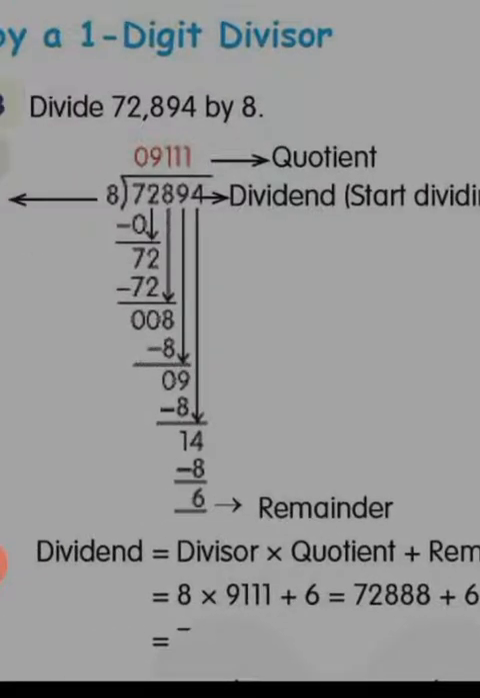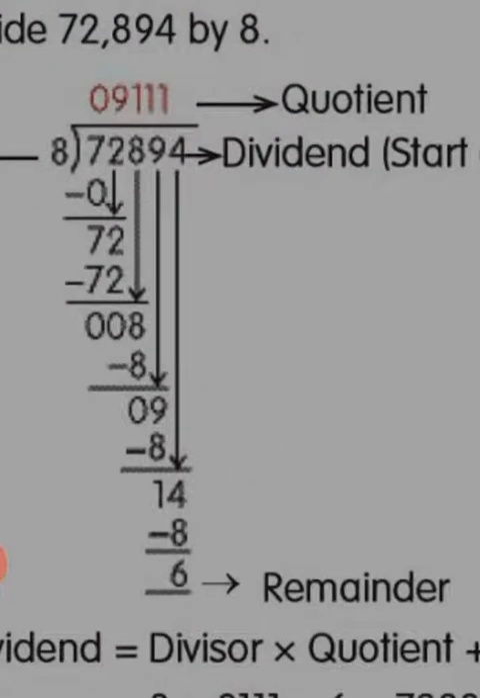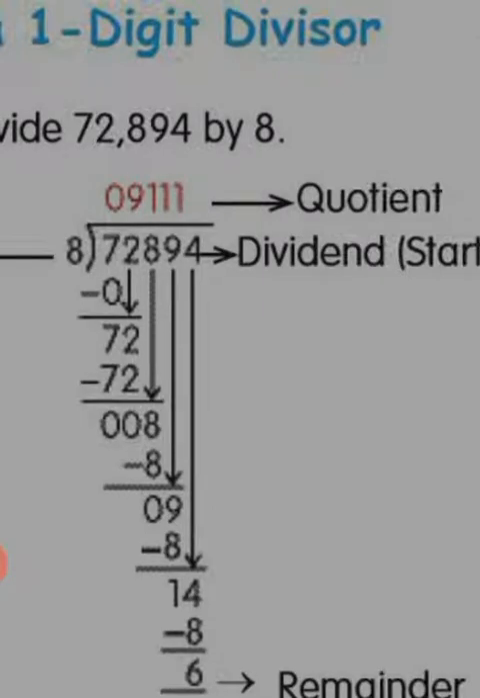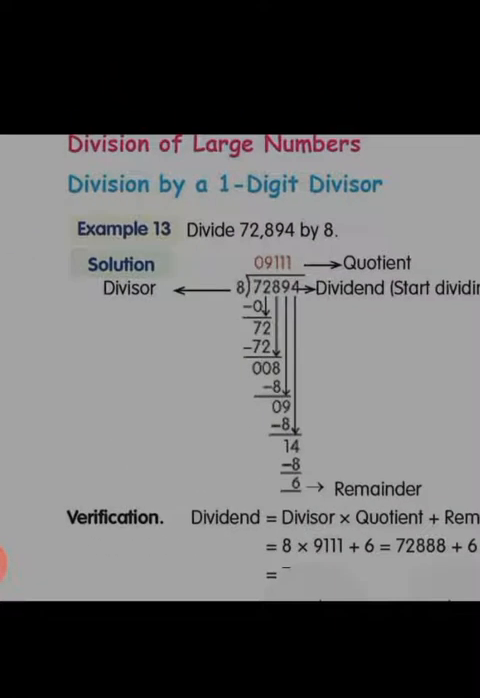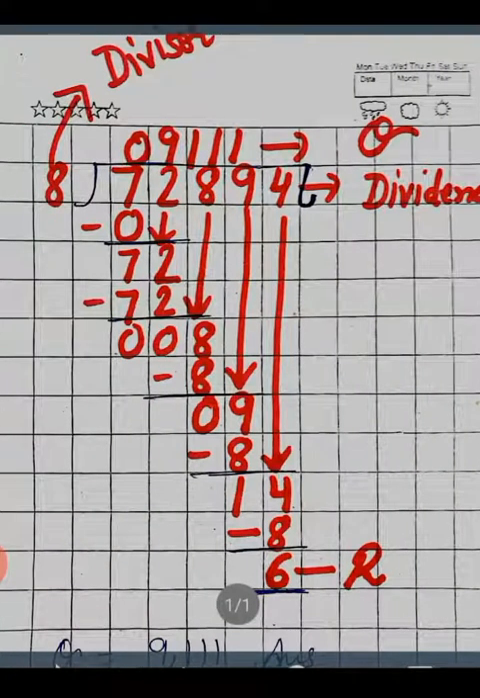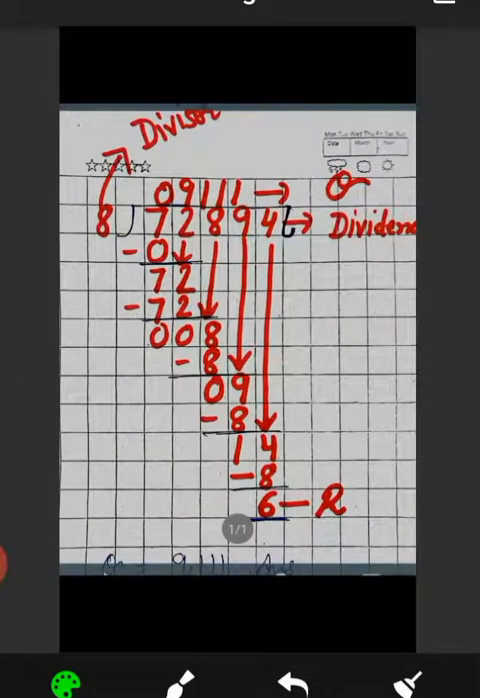So here 72,894 is the dividend and 8 is the divisor. So first write this number. Then you need to divide. So first write 72,894 and 8 as the divisor. So now you can see first you need to write a number which is equal to or less than the given number.